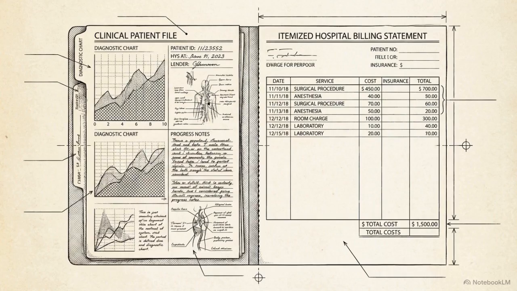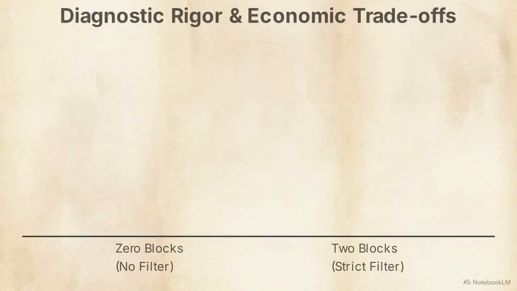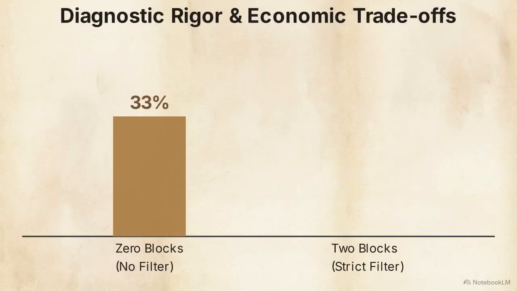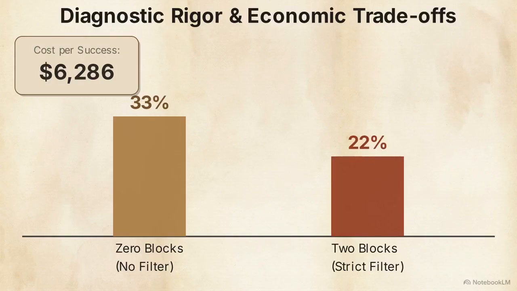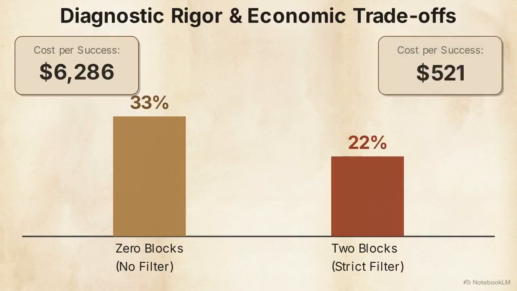This rigor profoundly affects both clinical outcomes and economics. Performing zero diagnostic blocks yields a 33% ablation success rate at a cost of roughly $6,000 per successful outcome. Implementing a strict dual block protocol drops the overall success rate to 22%, but pushes the cost to over $15,000 per success by aggressively screening out false positives.